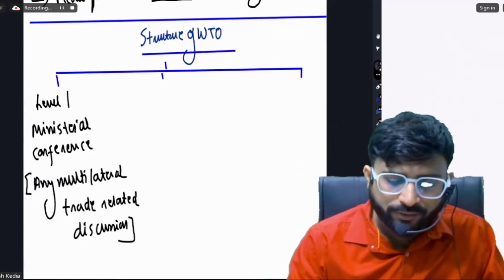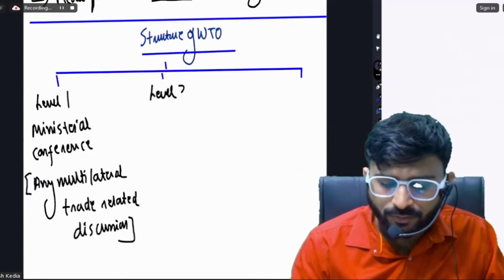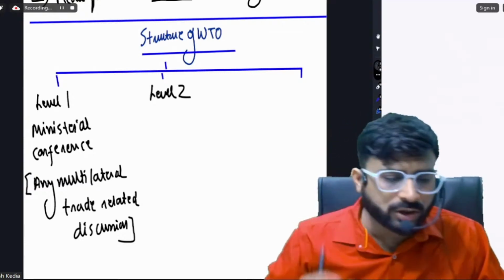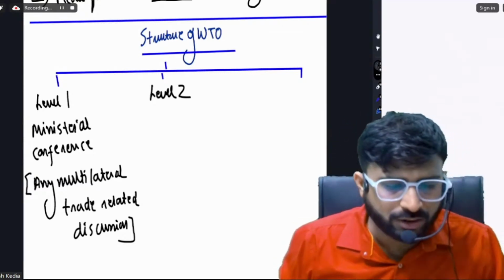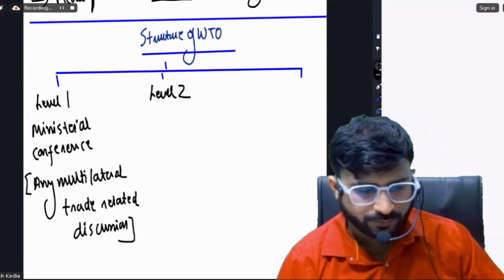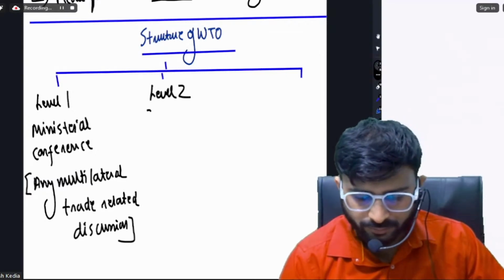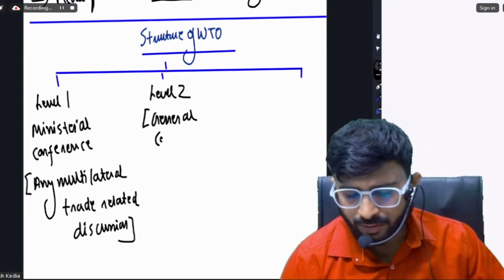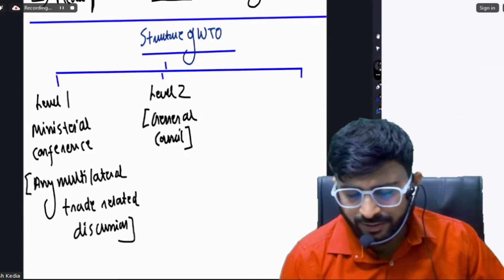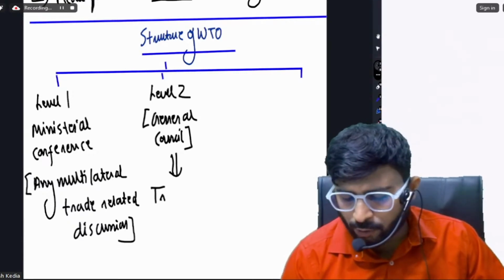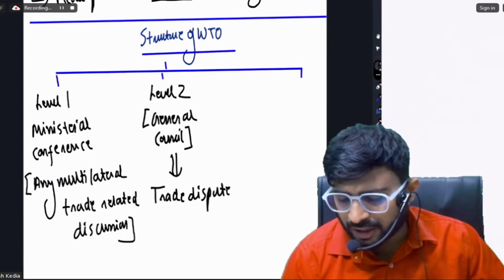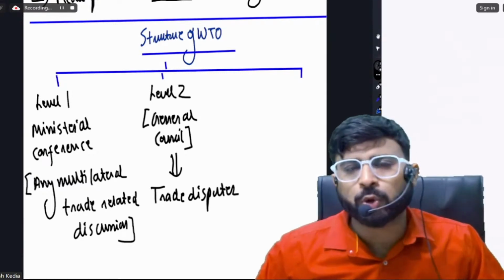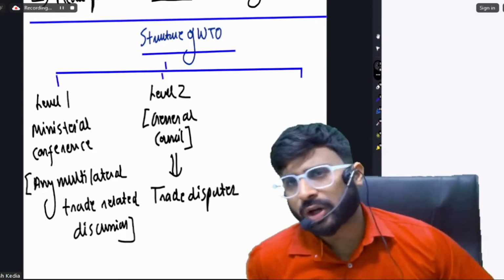Okay. Then you have the level 2. How WTO is organized? General Council. They generally look into trade disputes related matters. They look into trade disputes.